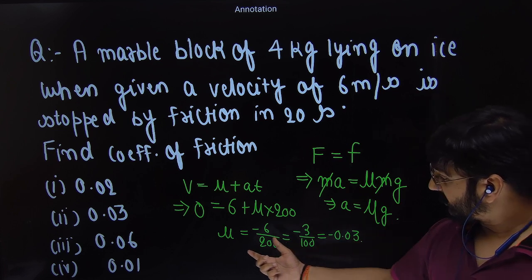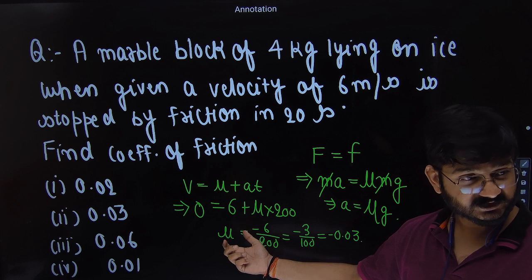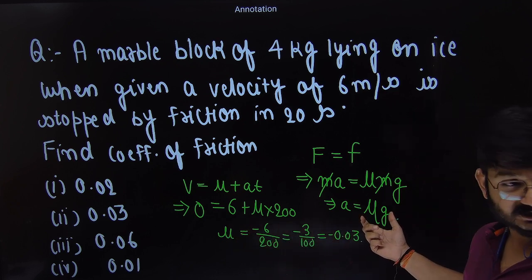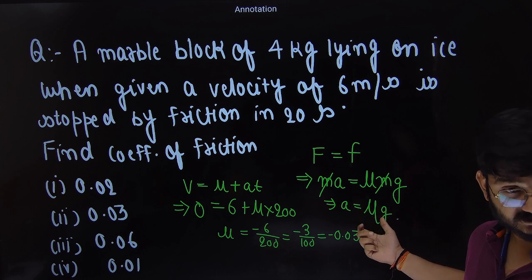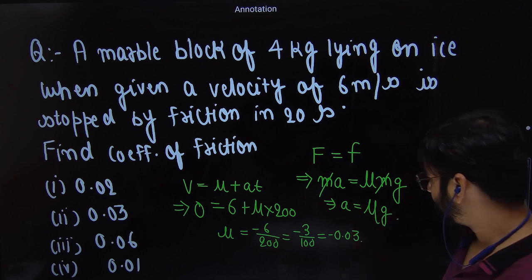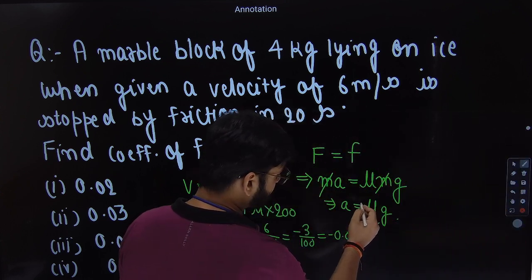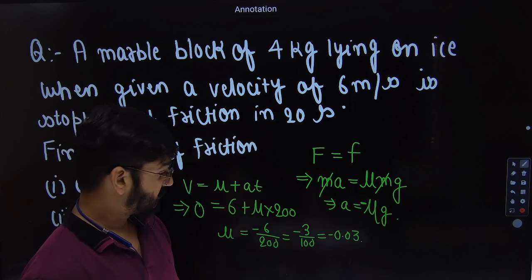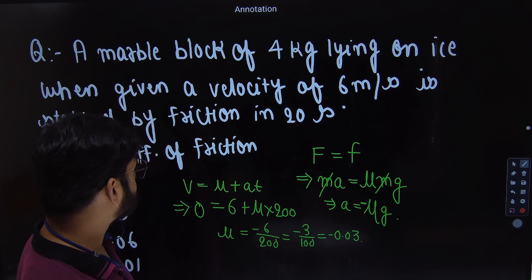So all of you don't get confused about how the coefficient of static friction is coming out negative. It is coming negative because here I just took the magnitude, I didn't take the sign. So if you are getting confused, you can take the acceleration as negative. How did I get 200?